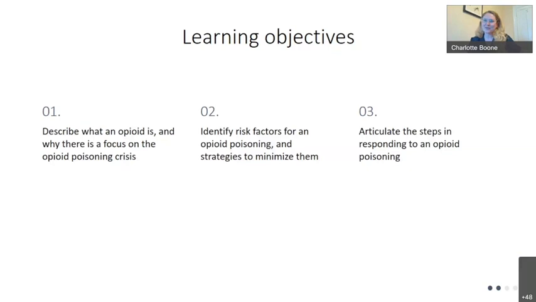The objectives that we have today: we're talking about what an opioid is. We're talking about risk factors for opioid poisonings and strategies to minimize them. And then finally, we're going to talk about responding to an opioid poisoning.